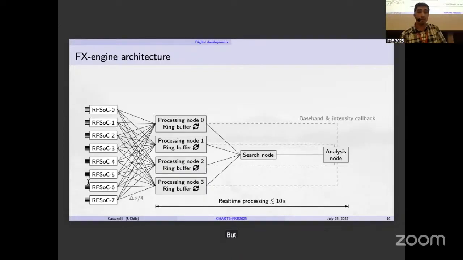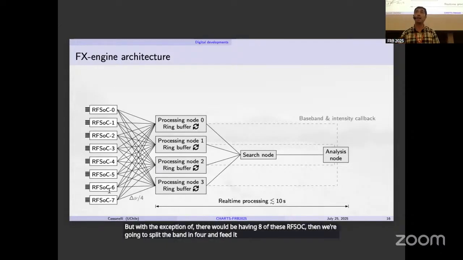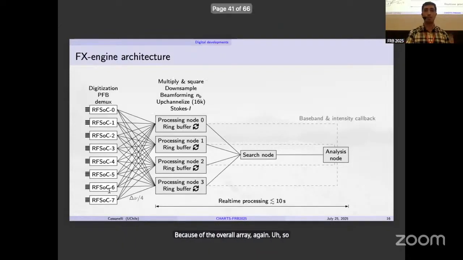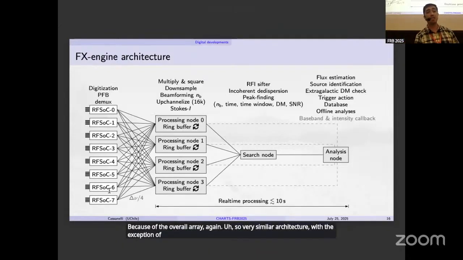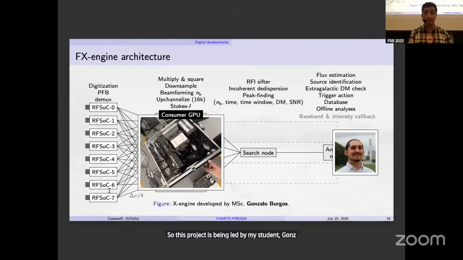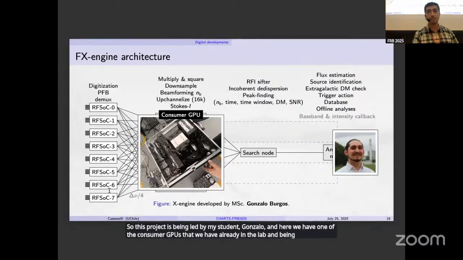with the exception that we'll be having 8 of these RFSoCs, then we're going to split the band in 4 and feed it to GPUs. Those GPUs will be consumer GPUs, in order to reduce the cost of the overall array. So it's a very similar architecture, except that the digitization, the PFB, and the demux will be done within these RFSoC models. This project is being led by my student Gonzalo, and here we have one of the consumer GPUs that we already have in the lab and are testing at the moment.